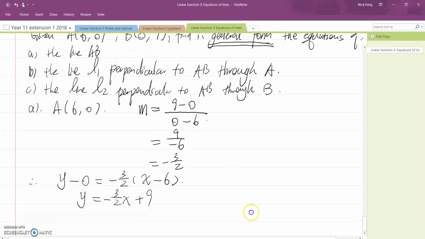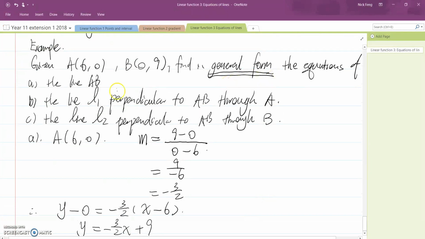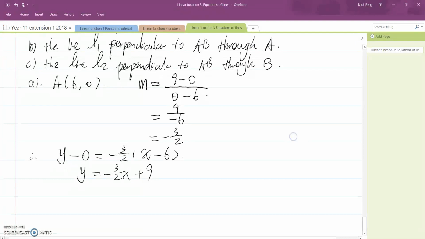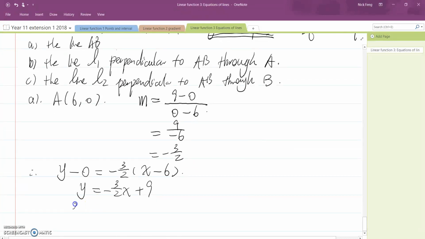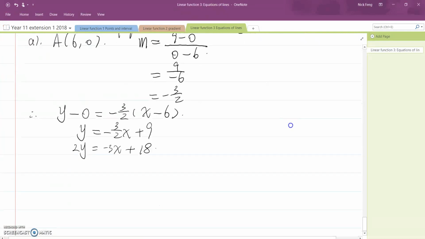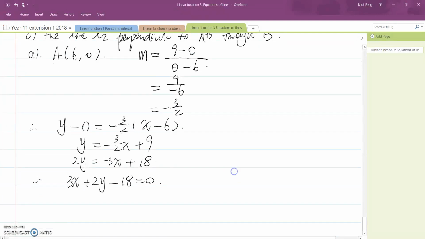Then the question asks us to put it in general form. So we need to multiply both sides by 2. So 2y equals negative 3x plus 18. Again, we put everything on one side, which makes the x positive: 3x plus 2y minus 18 equals 0. That's the equation we're looking for.